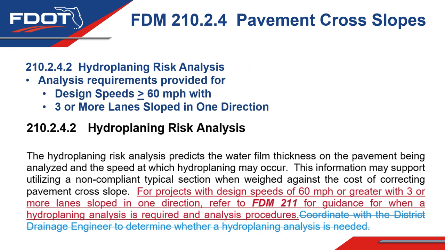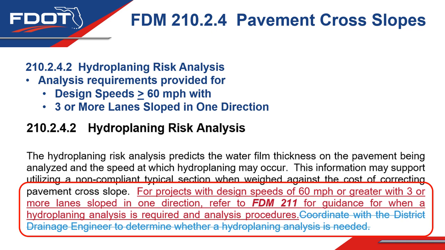The hydroplaning risk analysis subsection of the pavement cross slope section was modified to provide requirements for when a hydroplaning analysis is to be submitted. This was a result of the TDH migration updates and the updates to the hydroplaning risk analysis section in the limited access facilities chapter, FDM 211.